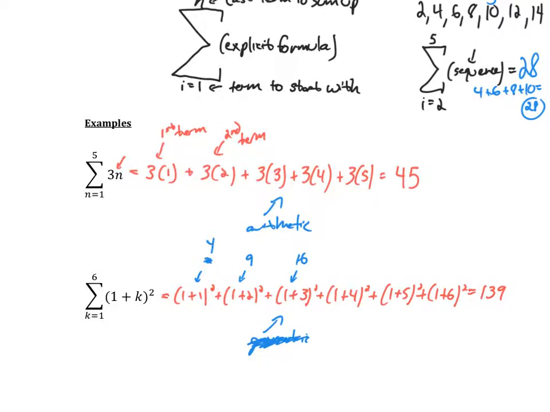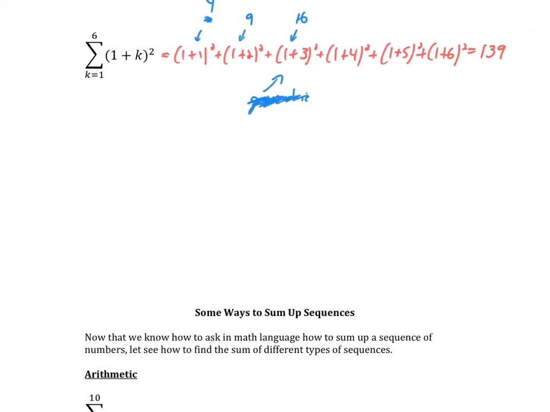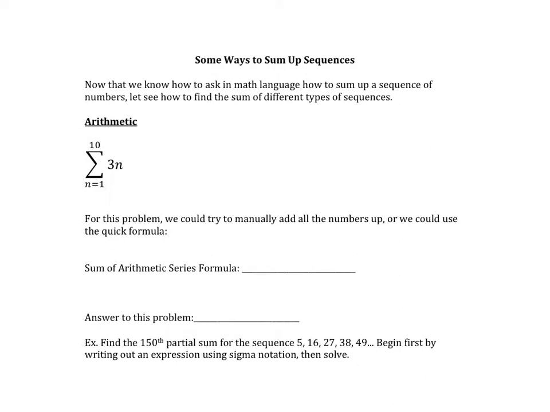Let's take a look and maybe we can shorten this a little bit. So, some ways to sum up sequences. Now that we know what it means in math language, what are some quick ways that we can sum up certain types of sequences quicker? So I have this problem here. Sum up the first 10 terms of the function 3n.